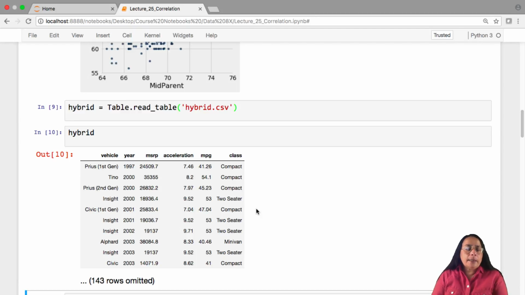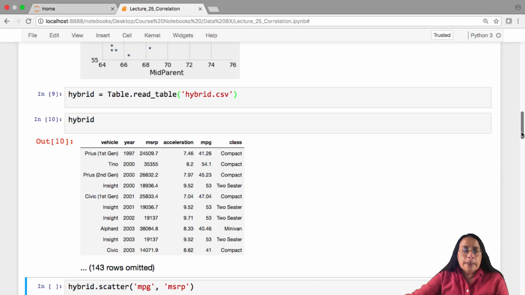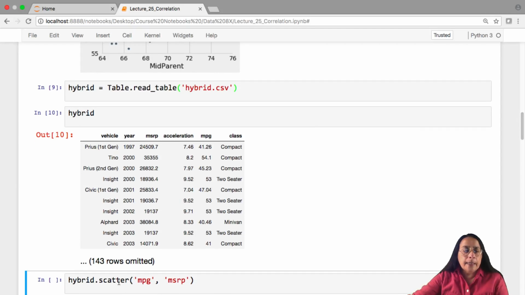What we're going to look at is what people were paying for. These prices, what are they associated with? And the first thing we're going to do is look at a scatter diagram of price on the vertical axis and fuel economy on the horizontal. The first column label is X, the horizontal axis, and the second one is the vertical. Let's take a look at what this scatter diagram shows.